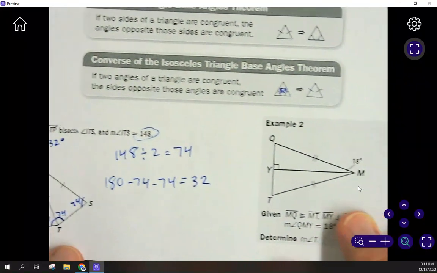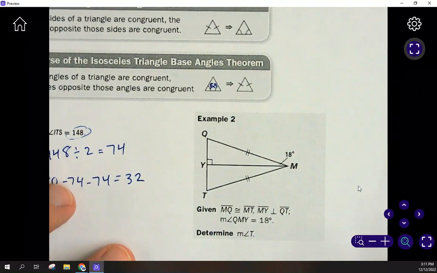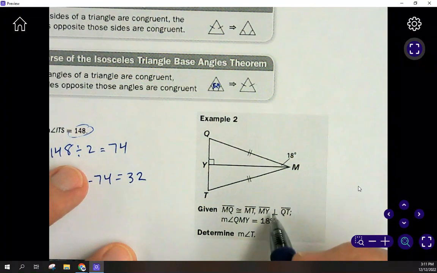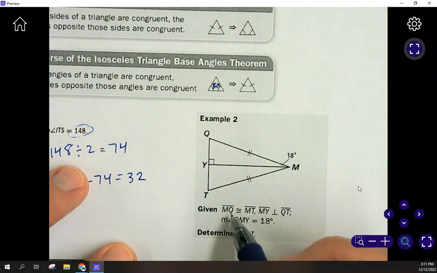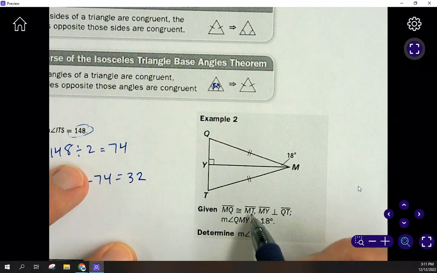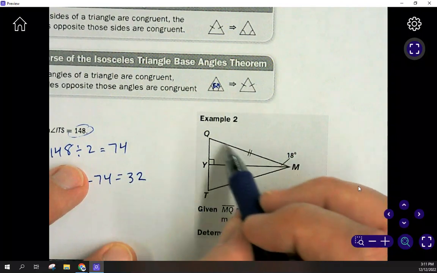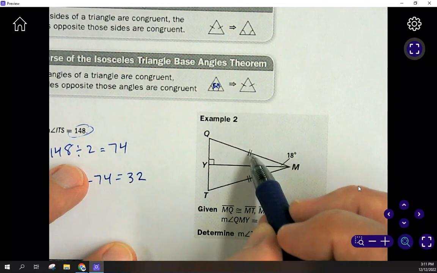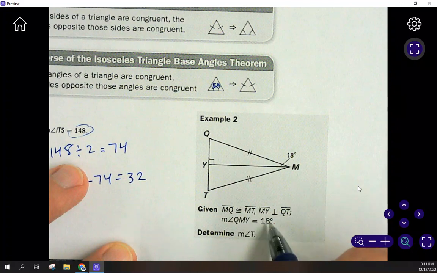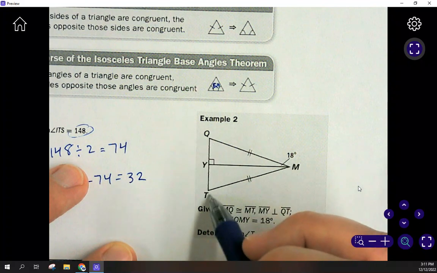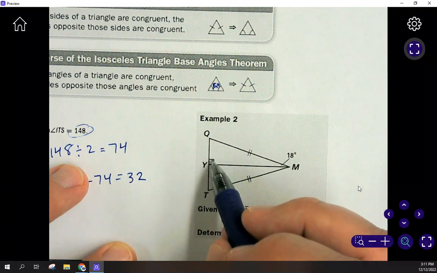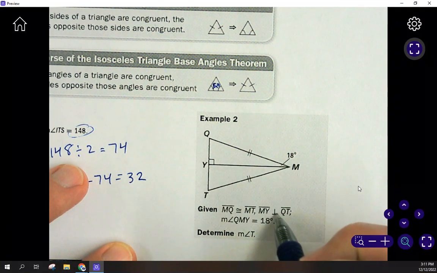Okay, let's slide over. Example number 2. Here's what's given to us, and all of it is represented in the picture. MQ is congruent to MT. MQ, MT, you see those markings, that's what that means, they're congruent. MY is perpendicular to, or hits at 90 degrees, QT. Here's QT, here's MY. The 90 degrees right there tells you they're perpendicular.